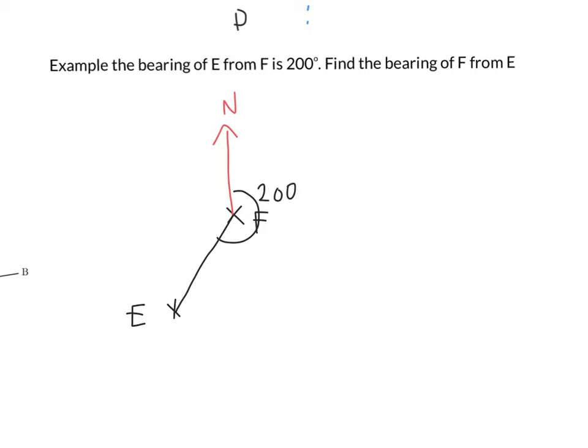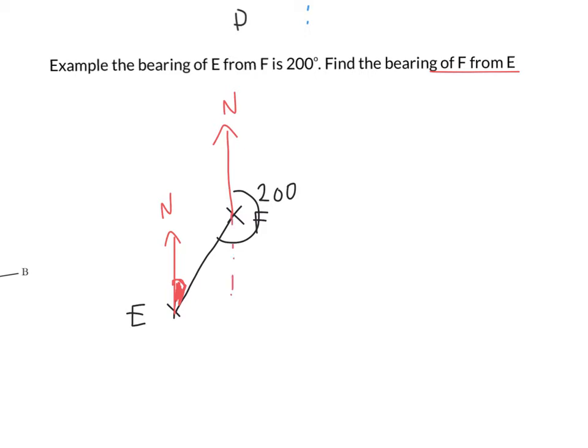We then have to find the bearing of F from E. So that's the bearing starting at E. Go north and turn around from north until you face F. It would be this angle in here. How would I work out that angle? You can use the same idea as before, or there are other ways you can do it too. I'll show you two ways.